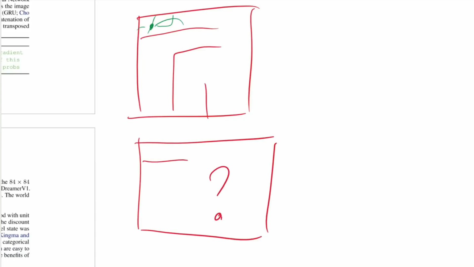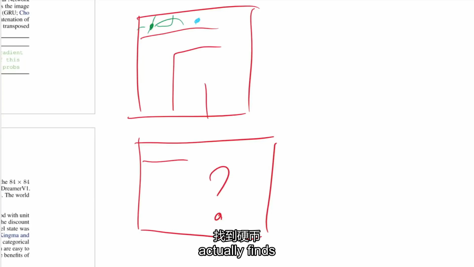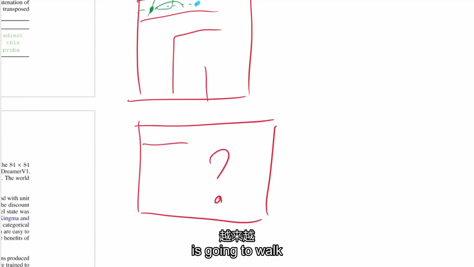But this thing, we don't know, right? Now, if you get a little bit of reward, maybe there's a coin right here, okay? And every now and then, this stupid random agent actually finds the coin, right? It walks over here and finds the coin, gets a reward. The reinforcement learning means that it's going to do that more often. So now the agent is going to walk over here more and more often.